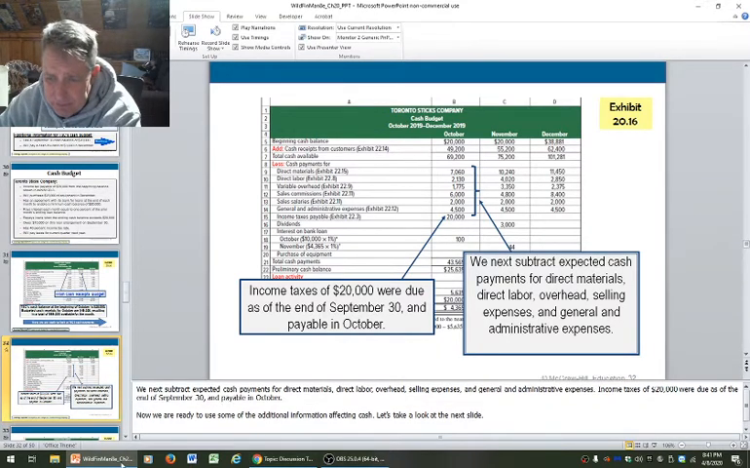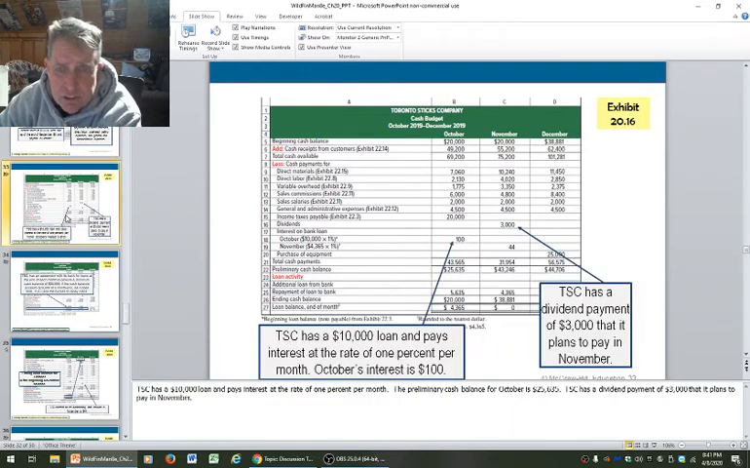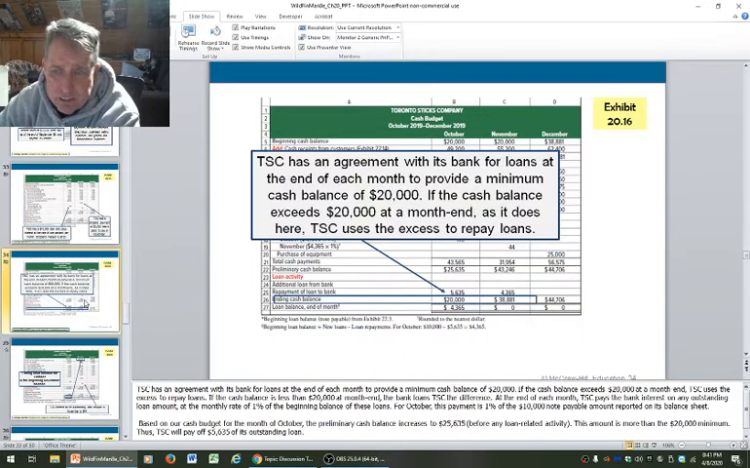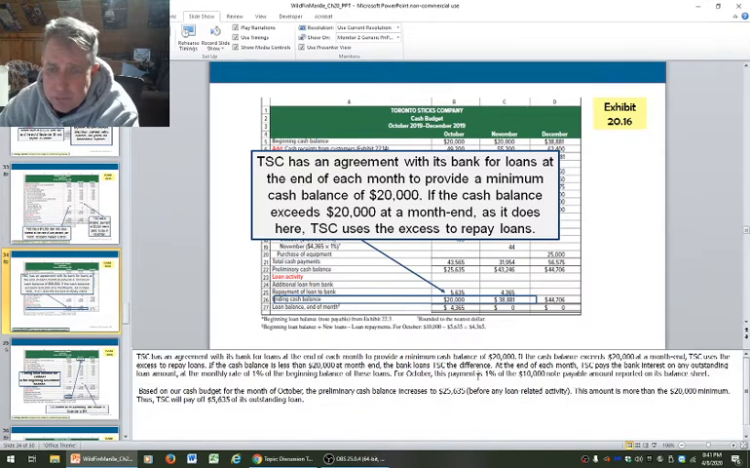Now there's a few other things affecting cash. Let's go over those. $10,000 loan and pays interest at the rate of 1% per month. They have a dividend payment of $3 grand that they plan to pay in November. Okay, so all these things have to go in, and that's where that question gets kind of complicated.